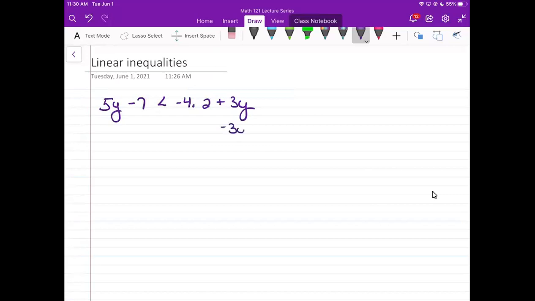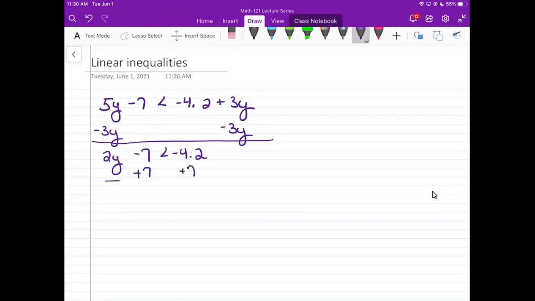I'm going to move my 3y to this side by subtracting, which leaves me with 2y minus 7 is less than negative 4.2. Now to continue to isolate the y's, I'm going to add 7 to both sides, which leaves me with 2y is less than 2.8, and then dividing both sides by 2, I get y is less than 1.4.